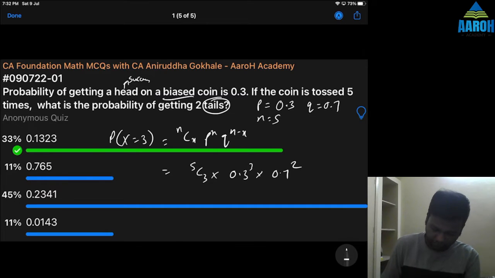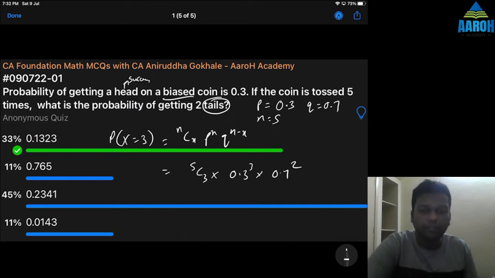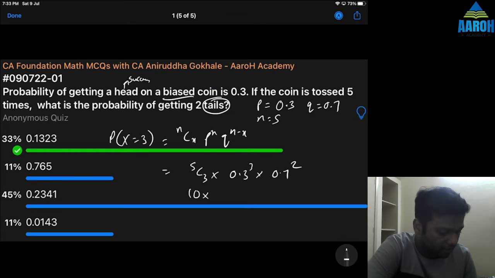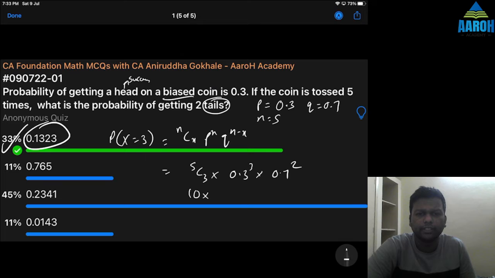Right. Okay, so let's do it on calculator. 5C3 is 10. 0.3 raised to 3, how do we do that? 0.3 into, and then 2 times equal to. So just whatever it is, into 0.7 into 0.7 into 10. So tell me the final answer. It should be 0.1323 if you check. 0.1323 is the correct answer for this. Check if you have got it.